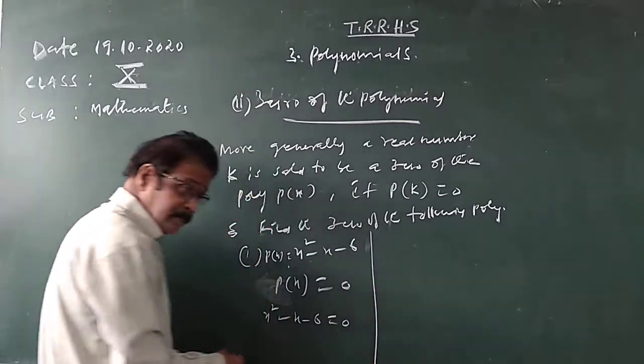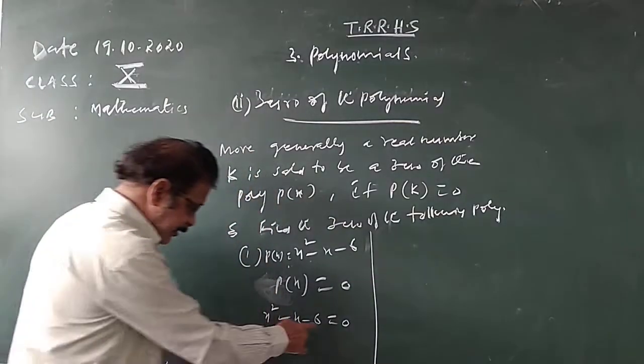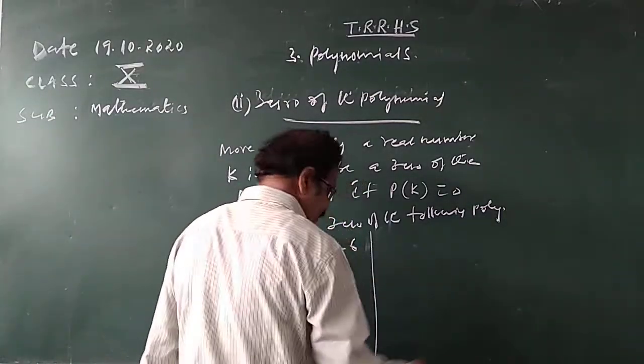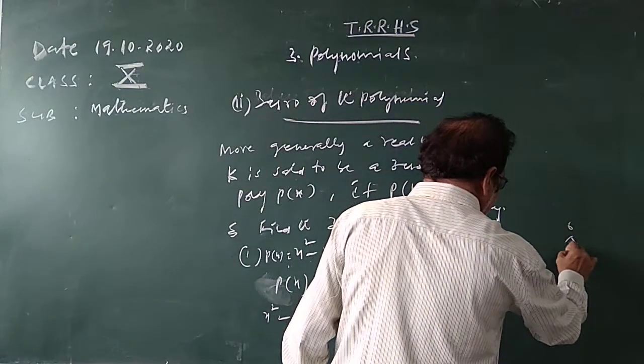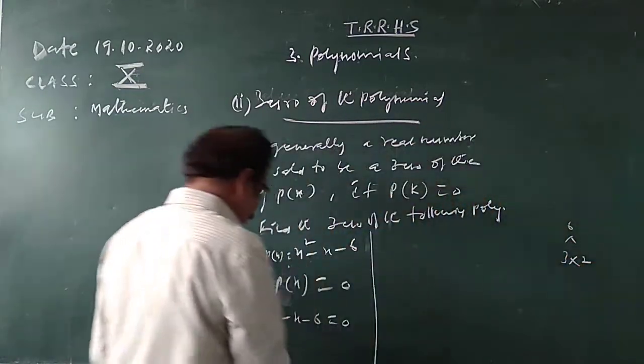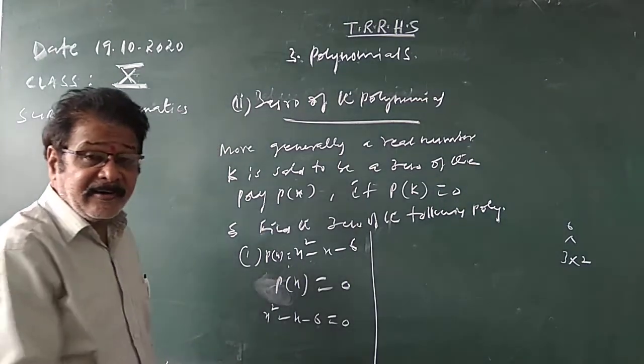Split it. Factorize it. You know that factorization. 6 has factors. The middle term sign should always be allotted to the greater factor. You know how to factorize.